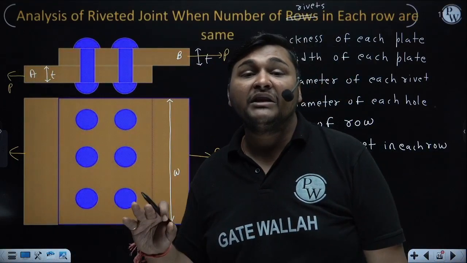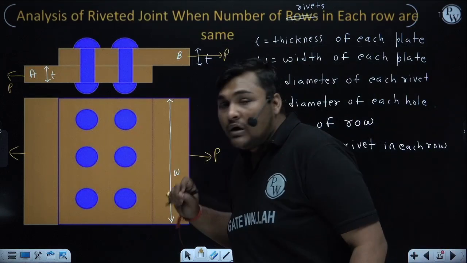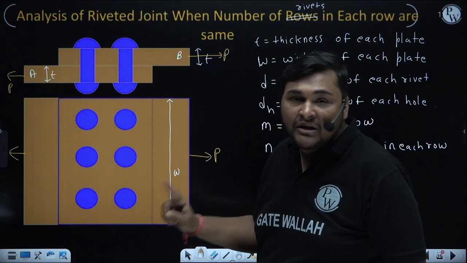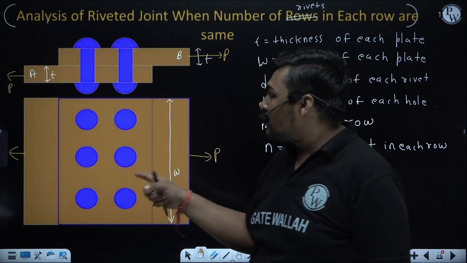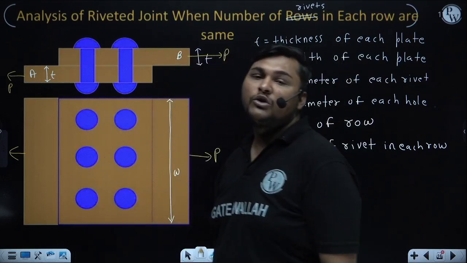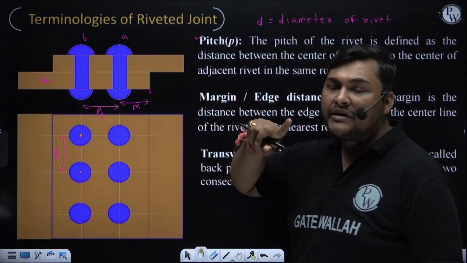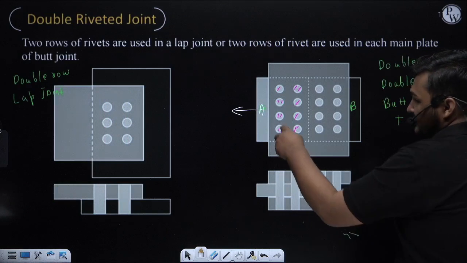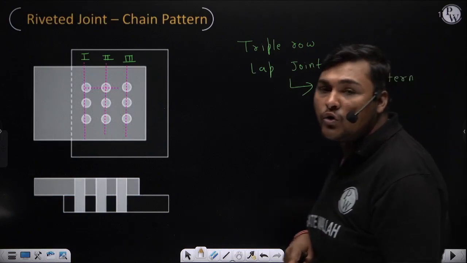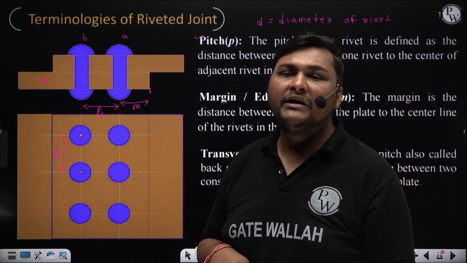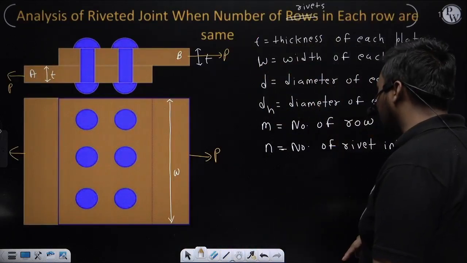And if the number of rivets in each row is the same, we can give its value. Like for this diagram, first see whether the number of rivets in each row is the same. Yes, sir, it is the same. So what is that value? Here, the number of rivets in each row is 3. In this case, the number of rivets in each row is 3. In this case, it is 4. So small n is not the total number of rivets. Small n is the number of rivets in each row, while small m is the number of rows.